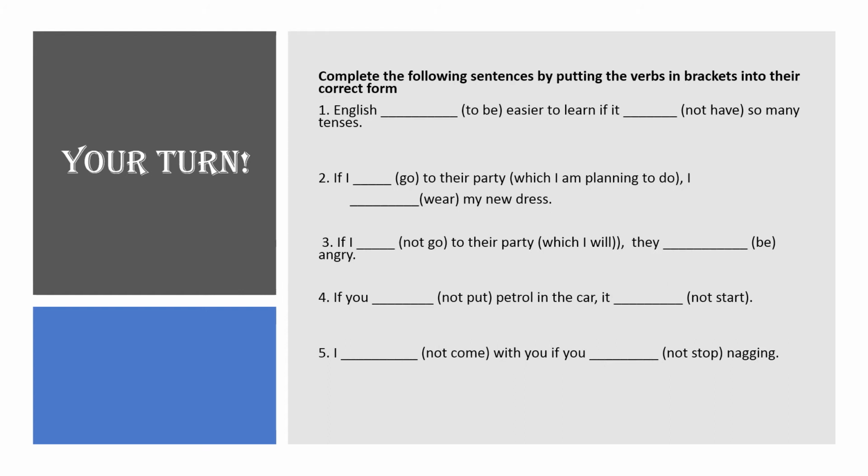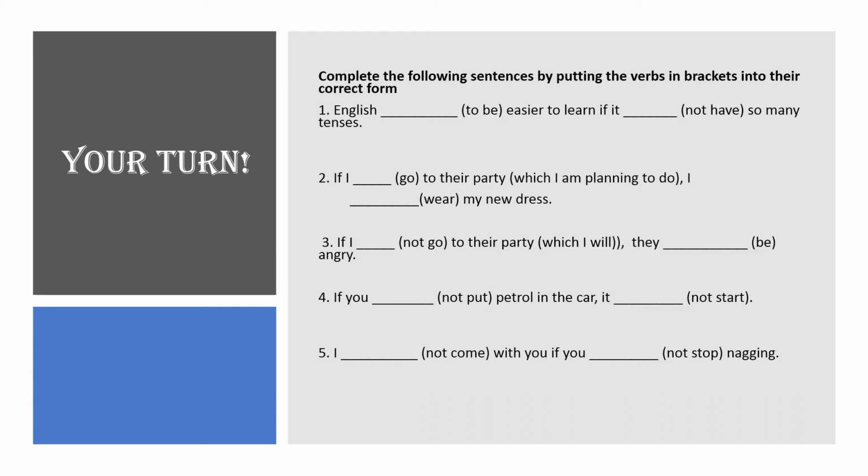All right, it's your turn now. Complete the following sentences by putting the verbs in brackets into their correct form, obviously depending on the conditional type that we need here. So we need to understand the sentences to be able to fill in the right form. Number 1, English then to be easier to learn if it not have so many tenses.